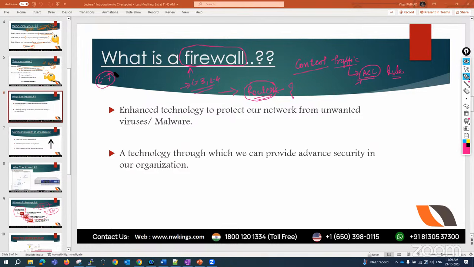Guys, one by one, please. Yes, please, go on. Because in a router, we forward traffic based on the IP, and in a firewall, we can inspect every packet. Okay.